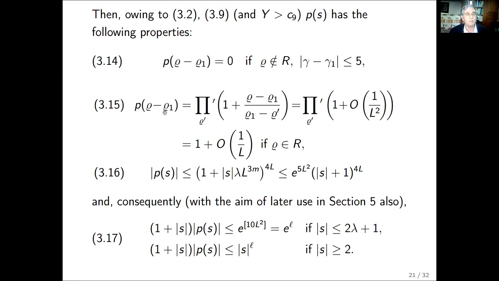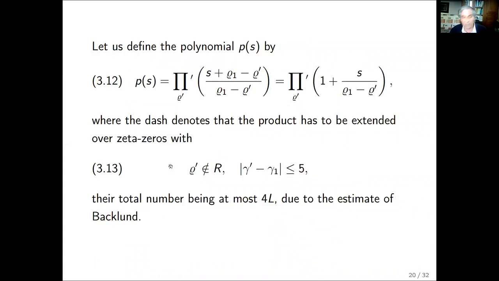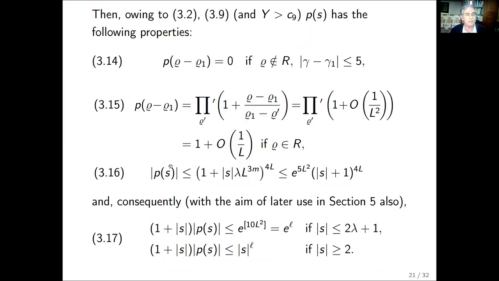The polynomial, for all the zeros which are in this special set, being very near to our original rho 1, will be asymptotically equal to 1. That means, as I said, that the larger terms of this power sum will all be equal to 1. And if we use the procedure and the estimates we gave for these zeros, we can easily estimate the size of this polynomial, which is e to the l in general if s is not less than 2 times log y, and it is |s| to the l if the modulus of s is bigger than 2. So we have control over the size of this function P(s).